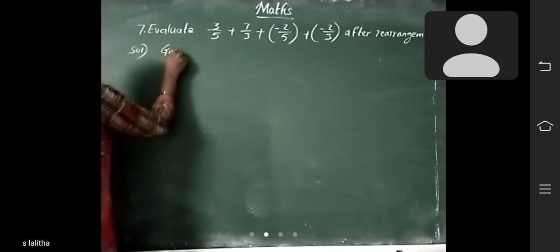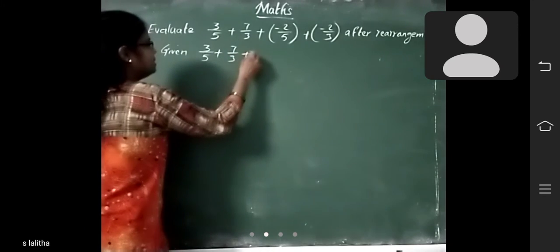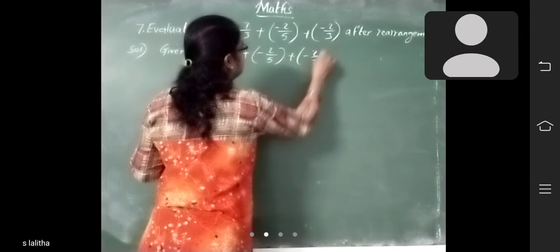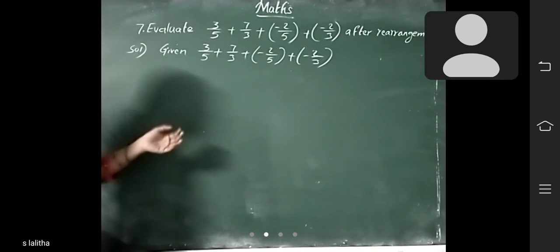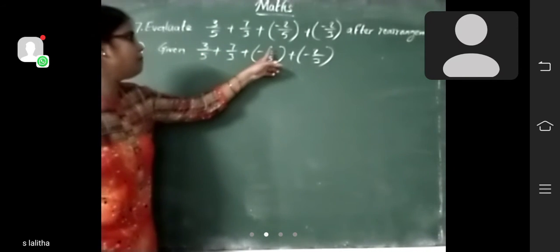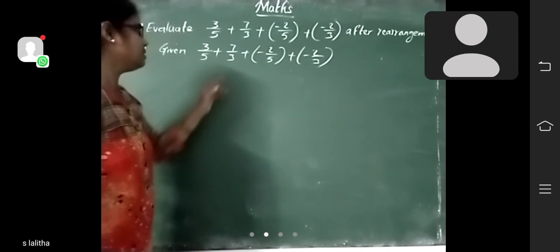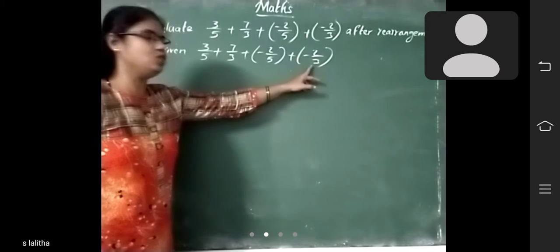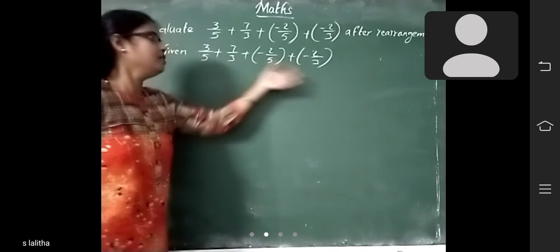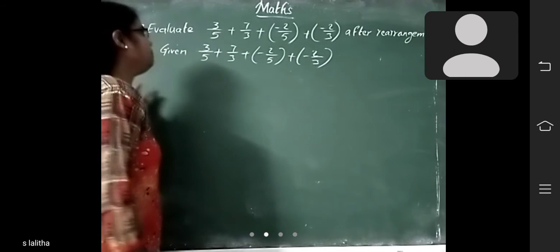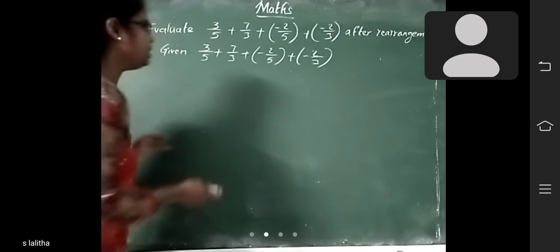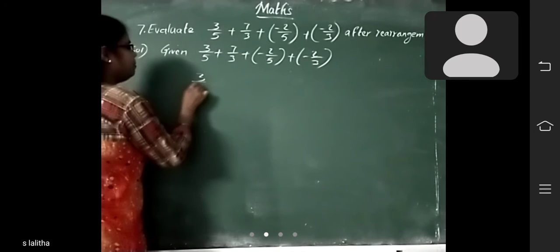So what is given here? Given 3 by 5 plus 7 by 3 plus of minus 2 by 5 plus of minus 2 by 3. How should you rearrange this one? Look at the denominators, children. Here 3 by 5. Here minus 2 by 5. Can you transpose to here? Yes. 7 by 3. Here minus 2 by 3. Here these two denominators are same. So you should keep the like fractions together. Okay children?